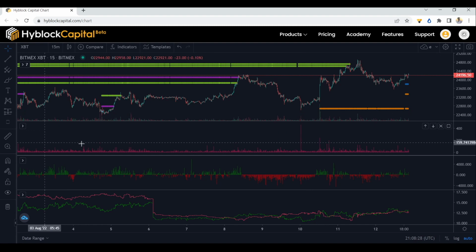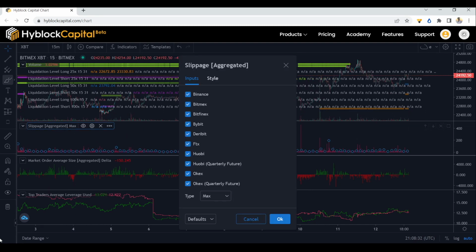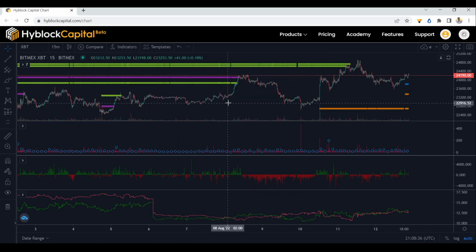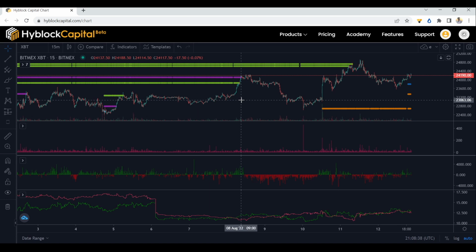I really like this indicator too. This is just the aggregated slippage indicator. What this basically measures is slippage. Think about whenever there's a time where there's too many market orders or too many people being aggressive and not enough limit orders. That means that there's going to be a ton of slippage.